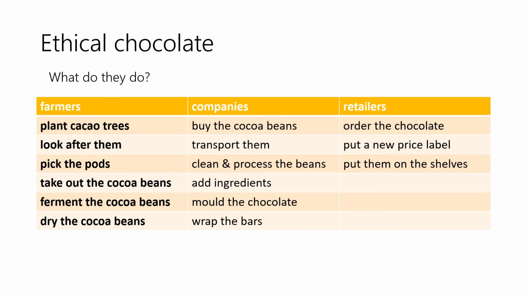A lot of work is put into chocolate production. Farmers have to plant the cacao trees, look after them, pick the pods, take out the beans, ferment them, and in the end dry them before selling the beans to chocolate companies.